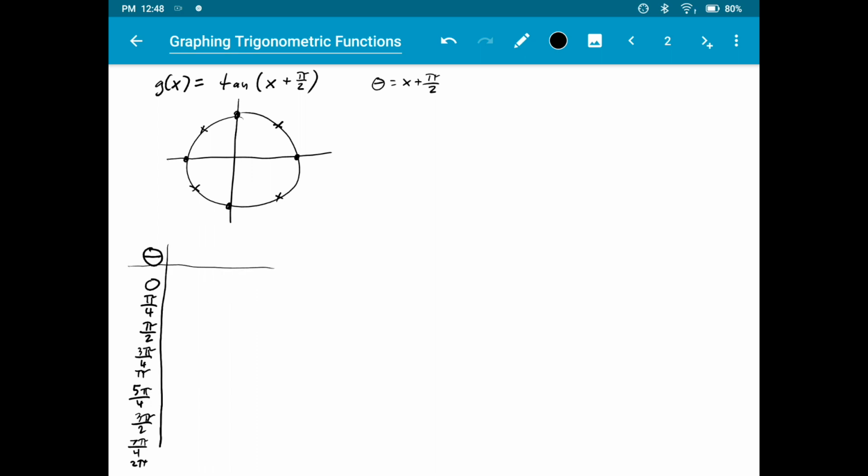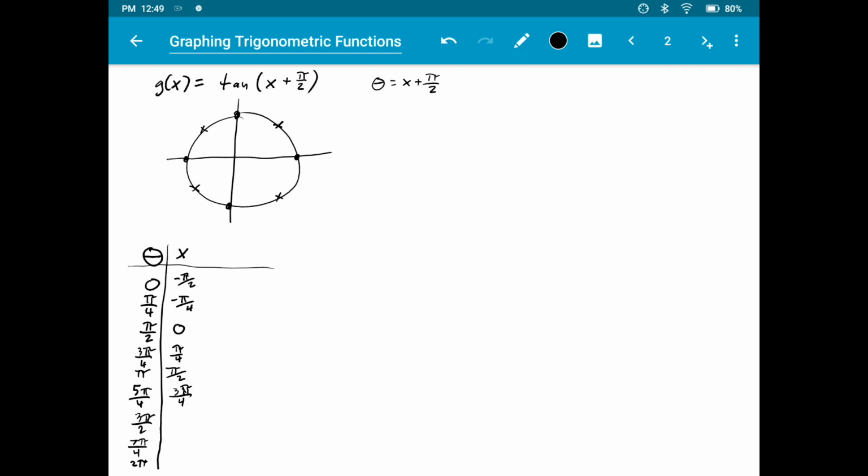For each of these angles, we're going to get an x value that gives us that angle. And so for 0, that x value is going to be negative pi over 2. For pi over 4, that x value is going to be negative pi over 4. For pi over 2, the x value is going to be 0. For 3 pi over 4, the x value is going to be pi over 4. For pi, the x value is going to be pi over 2. For 5 pi over 4, the x value is going to be 3 pi over 4.